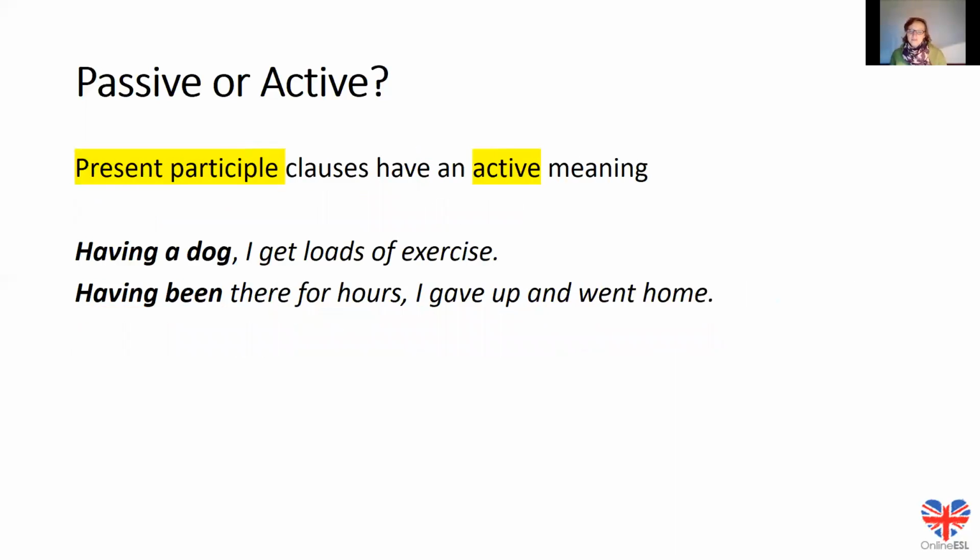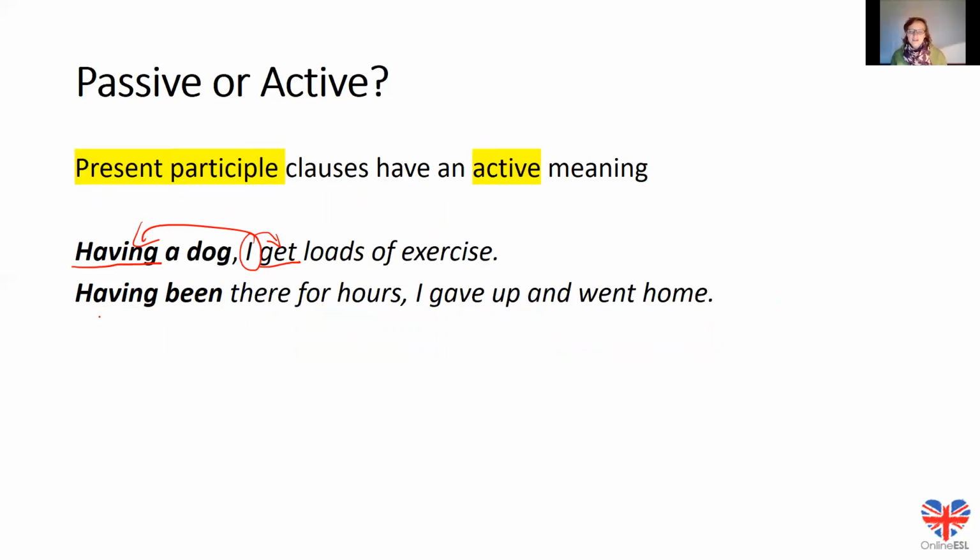Active meanings. When we use a present participle, then it's active. So if it's a present participle, we know that the subject is going to do the verb. So having a dog, I get loads of exercise. I get the exercise, I have the dog. Having been there for hours, I gave up and went home.